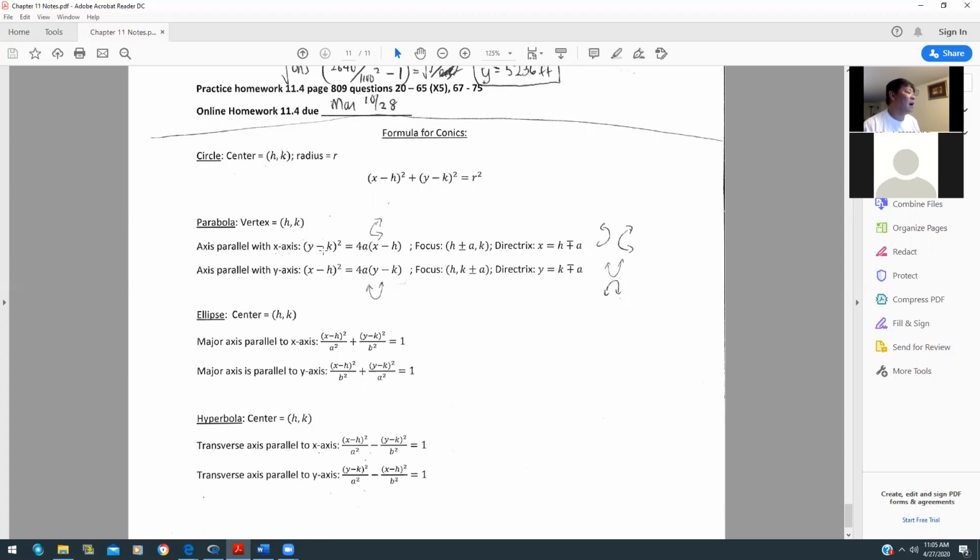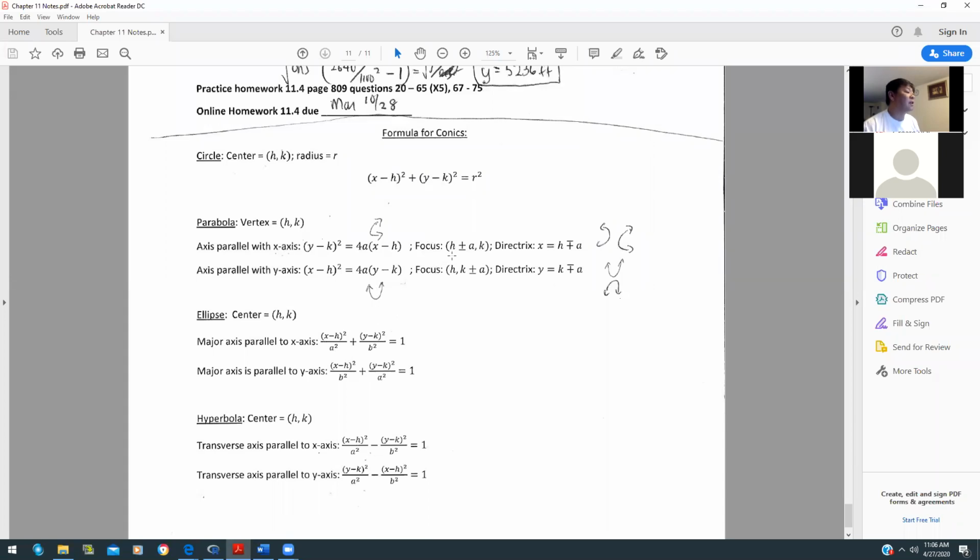Watch the equation carefully: this has a y square and there's no square on the x. And then when you go to the y-axis case, this is an x square and this is y. In such a case, your parabola opens up or down. And how do we know? It depends on your A. If your A is positive, it opens up. If your A is negative, it opens down.